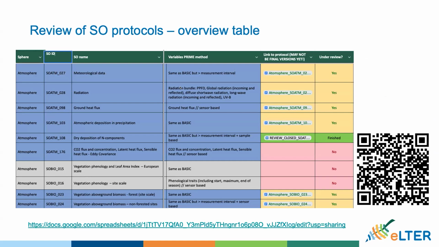I've also made this overview table, which is maybe helpful to get an idea of the progress for the different SO bundles. So this just gives you all of the SOs, the description of the methods and the variables included, and then a link to the most recent version of the document. Now that may be a review version, in which case you can just click on that, go there and leave comments, or it may be in some cases the finished version, which has already been through a review process. So you can then go and have a look at that as well and see what's included.